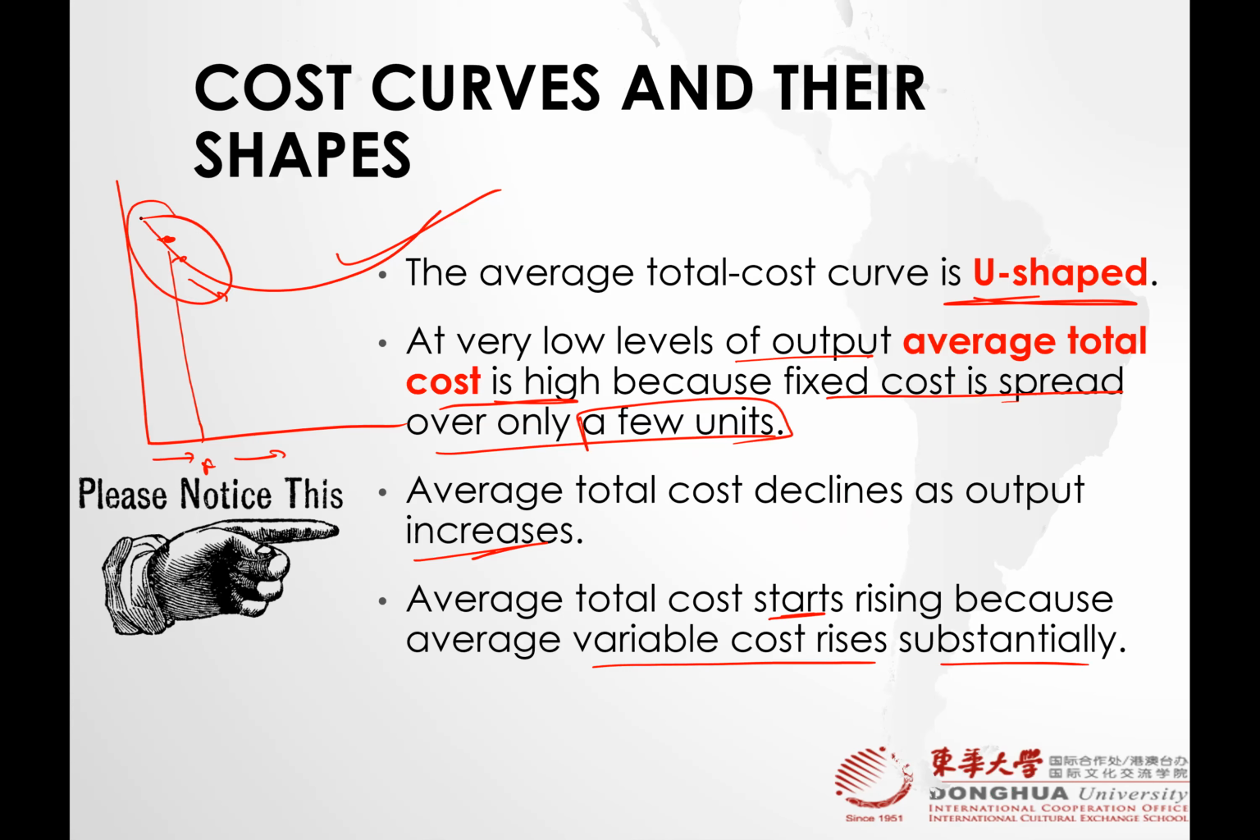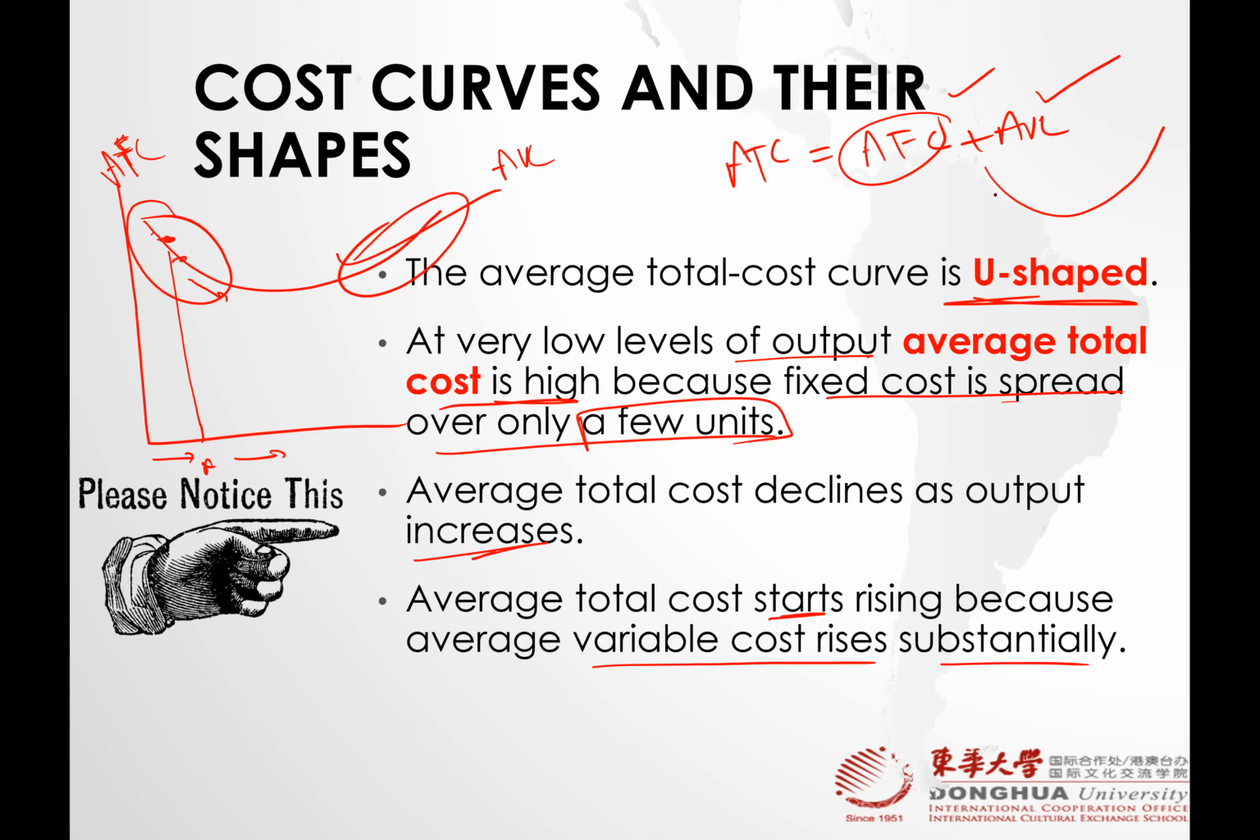So what is the reason for this high cost at the start? Because of average fixed cost. And what is the reason for the increase in average total cost? Because of average variable cost. Because the average total cost formula is average fixed cost plus average variable cost. At the start, average fixed cost is highest. At the end, average variable cost is highest. So that's why we have a U-shaped curve. So this region is highest cost because of average fixed cost, and this region is highest because we have high average variable cost. Understand?